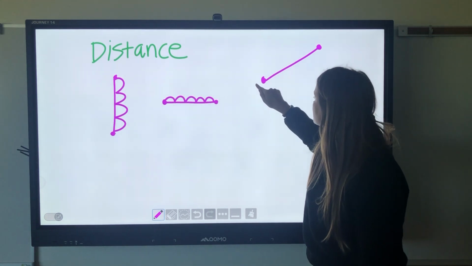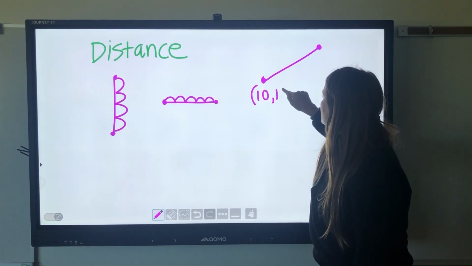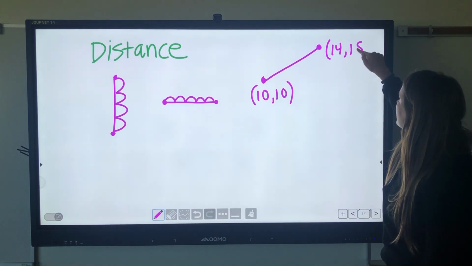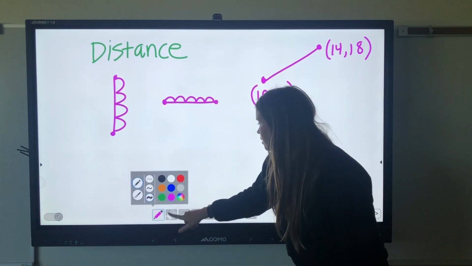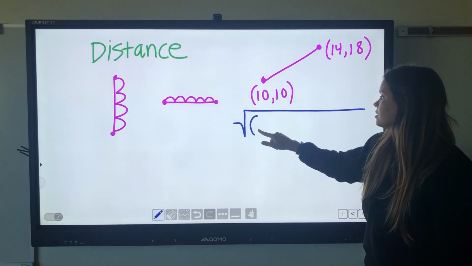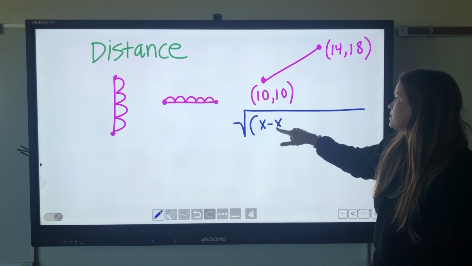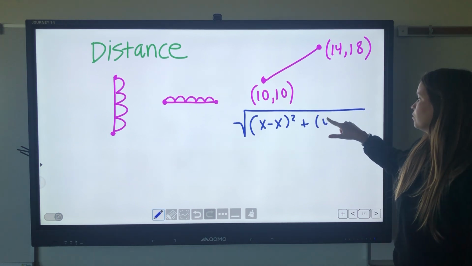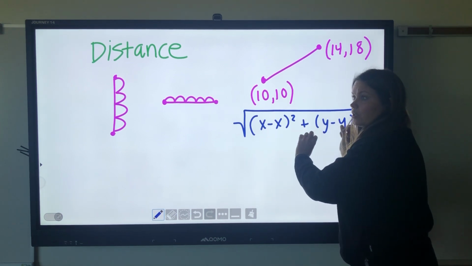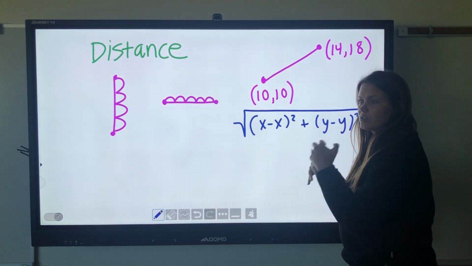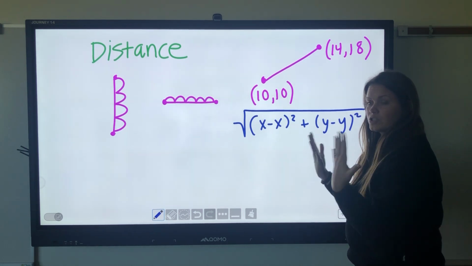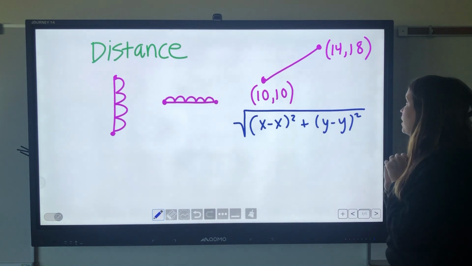So let's say this is at (10, 10) and this is at (14, 18). I don't know. That's when you have to do the distance formula, which is x minus x, y minus y. And yes, there are little 2's and 1's on here, but it really doesn't matter, because when you subtract something but then square the quantity of that, you're still going to get the positive answer. So the order doesn't matter.